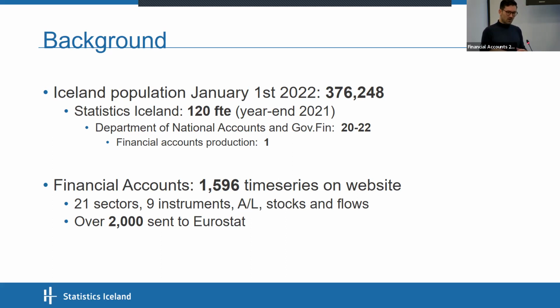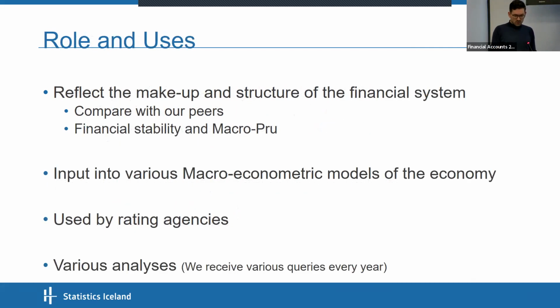I have three presentations, so I'll try to join them together over these days. Our financial accounts have about 1600 time series if you count each instrument for each sector individually. There are 21 sectors in total with all subsectors, counting the asset and liability side as well. There are 9 instruments if you include total assets and liabilities or net financial worth, the stock positions, and then transactions, revaluations, and other flows, which we send to Eurostat. These accounts are a secondary product, maybe, and they're in constant development. They're maybe on the younger side. You'll see that in my last slide.